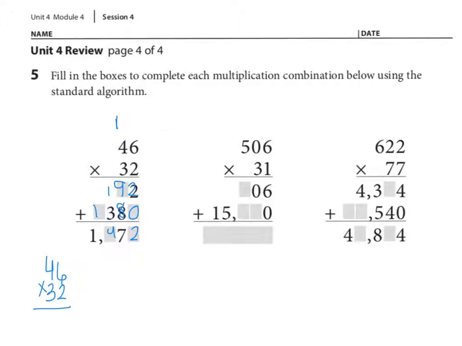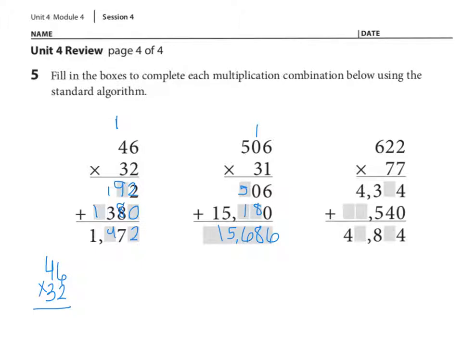Looking at the next one, 506 times 31. We see that 6 times 1 is 6, 1 times 0 is 0, and 1 times 5 is 5. Then, continuing to the next, we hold our place value. 3 times 6 is 18. 3 times 0 is 0, plus 1 is 1. 5 times 3 is 15. We add 6, 8, 6, 5, 1, 15,686.